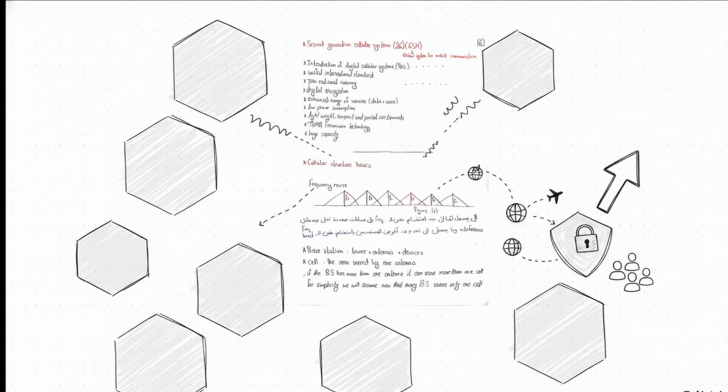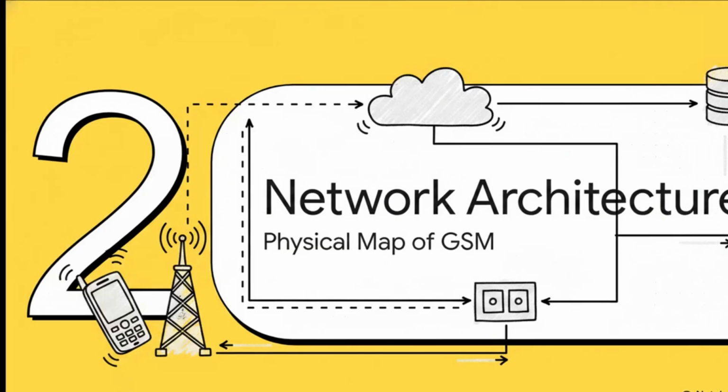This brilliant cellular structure allowed networks to serve a huge number of users using a really limited band of radio frequencies. And alongside this capacity came revolutionary features: pan-national roaming, meaning your phone finally worked seamlessly across borders, and digital encryption, ensuring your calls were, for the first time, actually secure. Moving to Section 2, GSM network architecture.